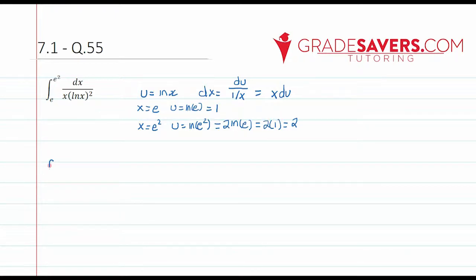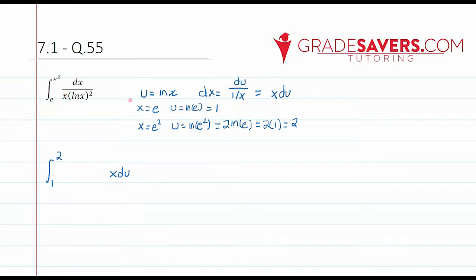And now we can rewrite the integral. Instead of from e to e squared, it goes from 1 to 2. And we can begin our substitutions. So dx we know is equal to x du, so we're going to save that for a second. Dx is equal to x du, let's put that here.